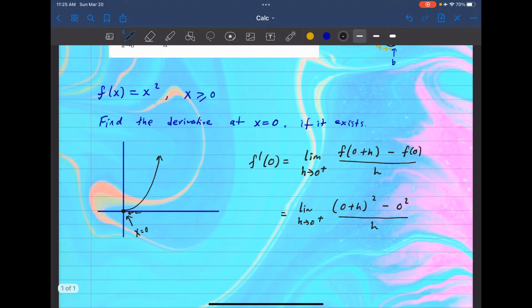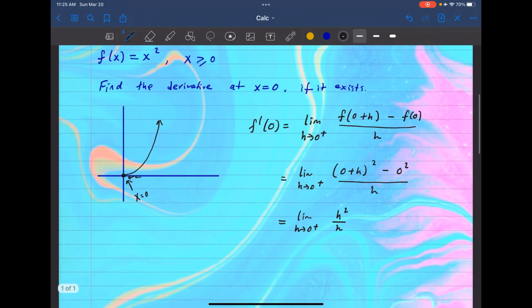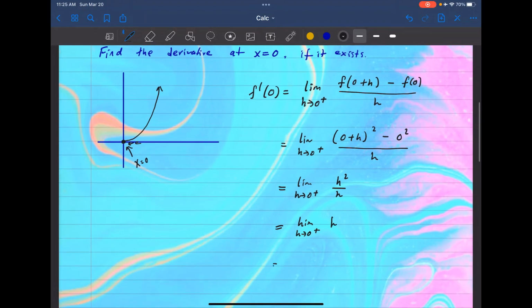And then I can simplify this a little further. I have the limit as h approaches 0 from the right of (0 plus h) squared, that's just h squared, minus 0, that's just 0, over h. And we can cancel out one factor of h from top and bottom. We have the limit as h approaches 0 from the right of h. And then if I plug in 0, I get the limit to be 0. So therefore, we can say that this function has a derivative at 0, and it's a one-sided derivative.